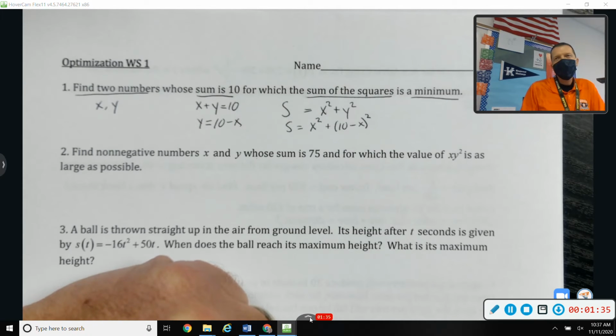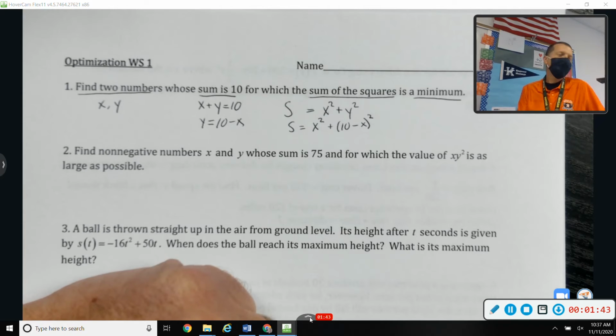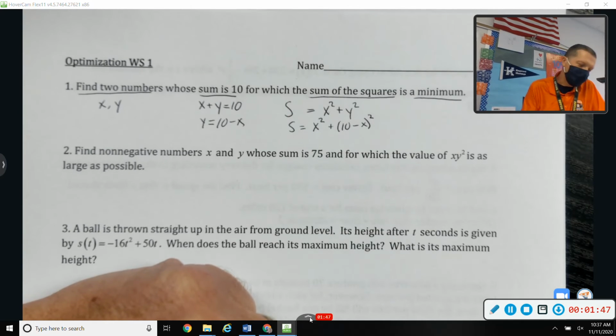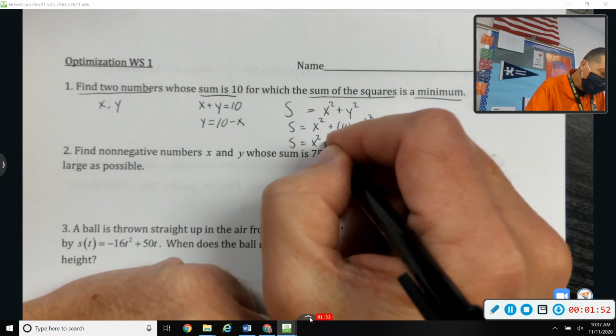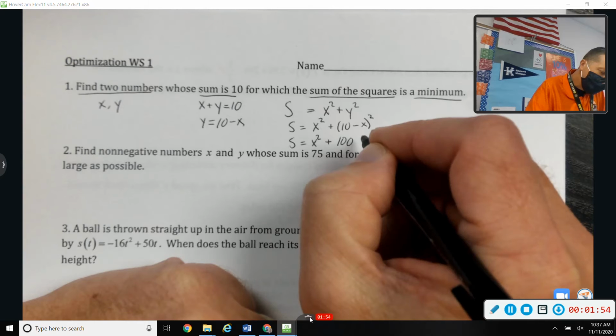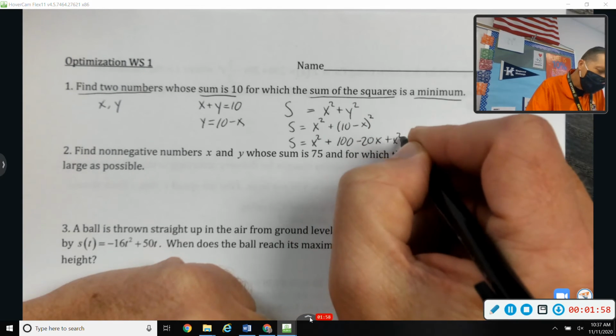Well, here we are again with our, do you want to pay the price in algebra world, or do you want to pay the price in calculus world? I'll let you make the pick this time because I think you'll pick the one that I would pick. Algebra. I think algebra is easier on this one. Surely we can square that without too much difficulty. So x squared plus 100 minus 20x plus x squared.